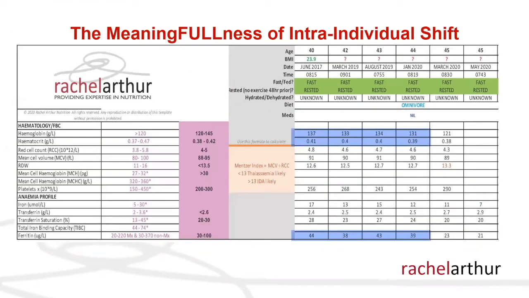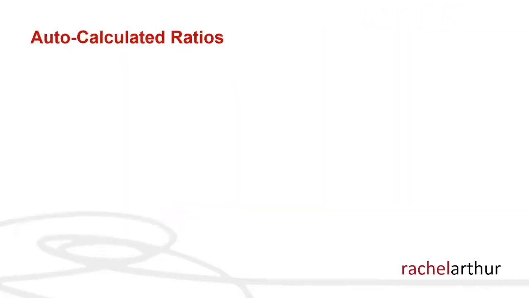The intra-individual shift is incredibly easy to pick up when you have all your data side by side, and we can see all of these results are technically still within range, but this patient is shifting away from her normals in both hemoglobin, hematocrit, ferritin, and the other iron markers. When we piece them all together, we can readily explain the process behind that intra-individual shift.